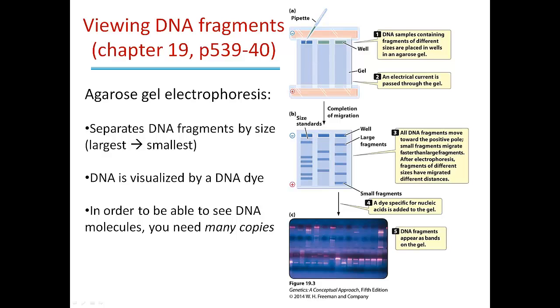One thing that I want to point out is that you need a lot of DNA to actually be able to visualize it on a gel. So you need many, many copies in order to see it. The other thing is that we use a dye that binds to DNA, and this will actually show the position of bands of DNA, so where we have discrete sizes of DNA.